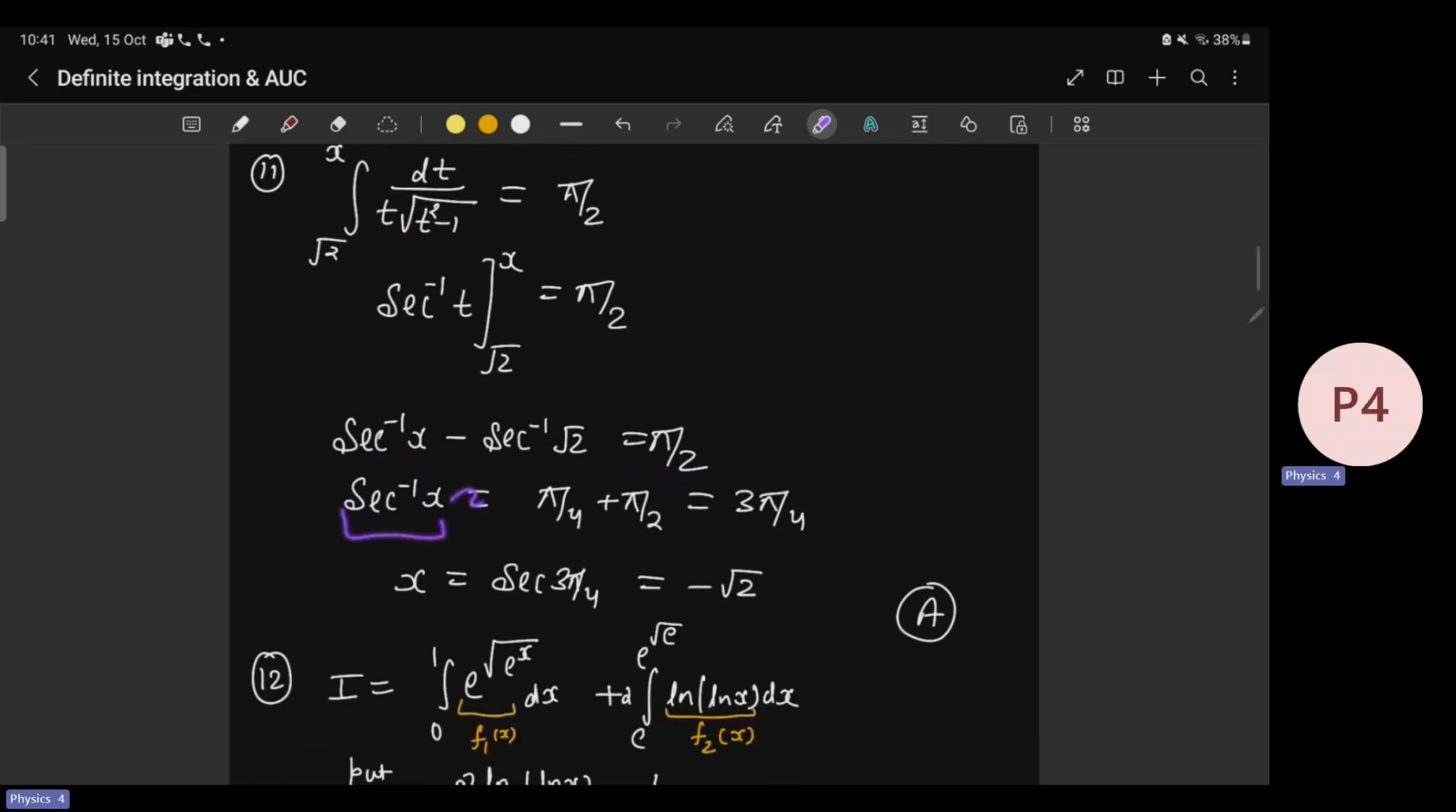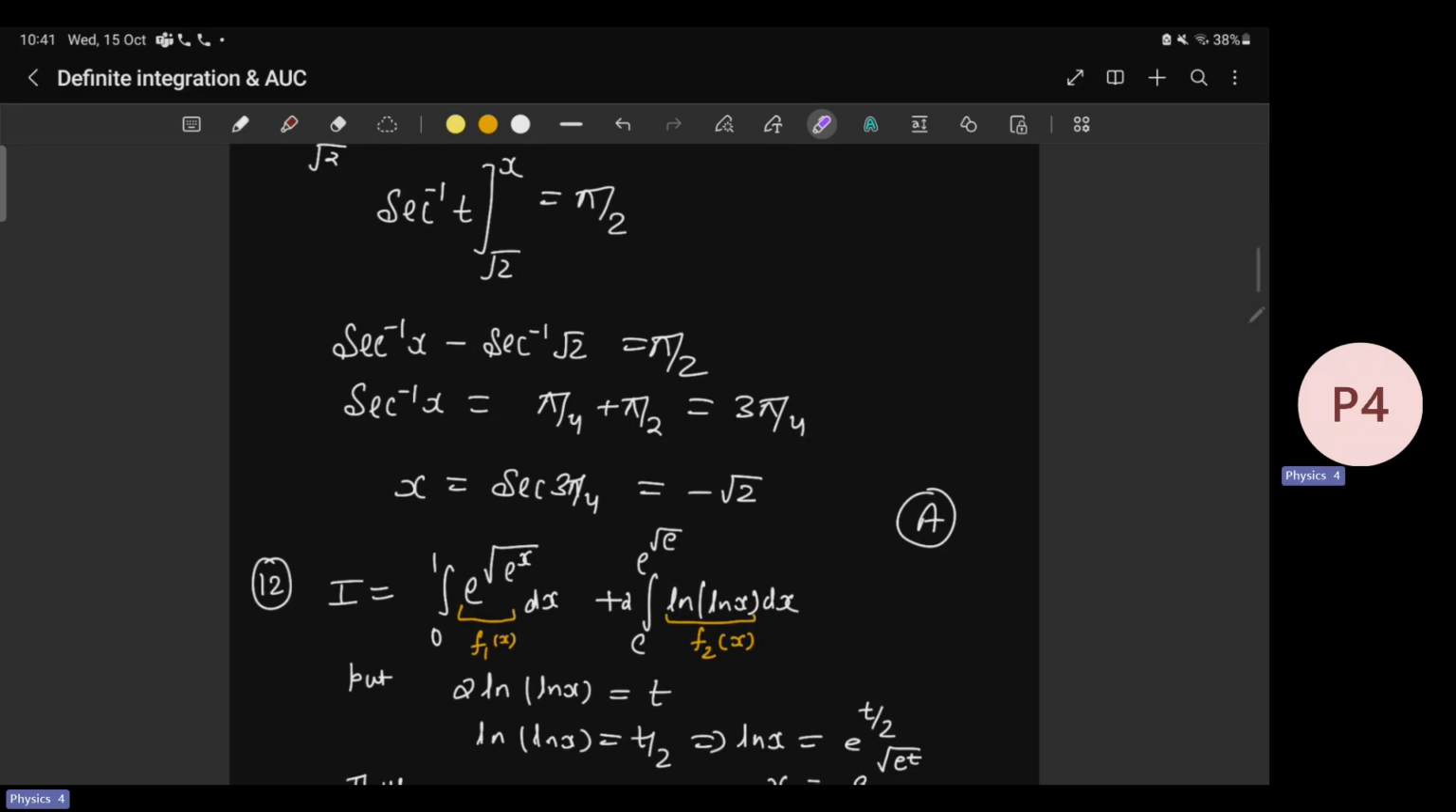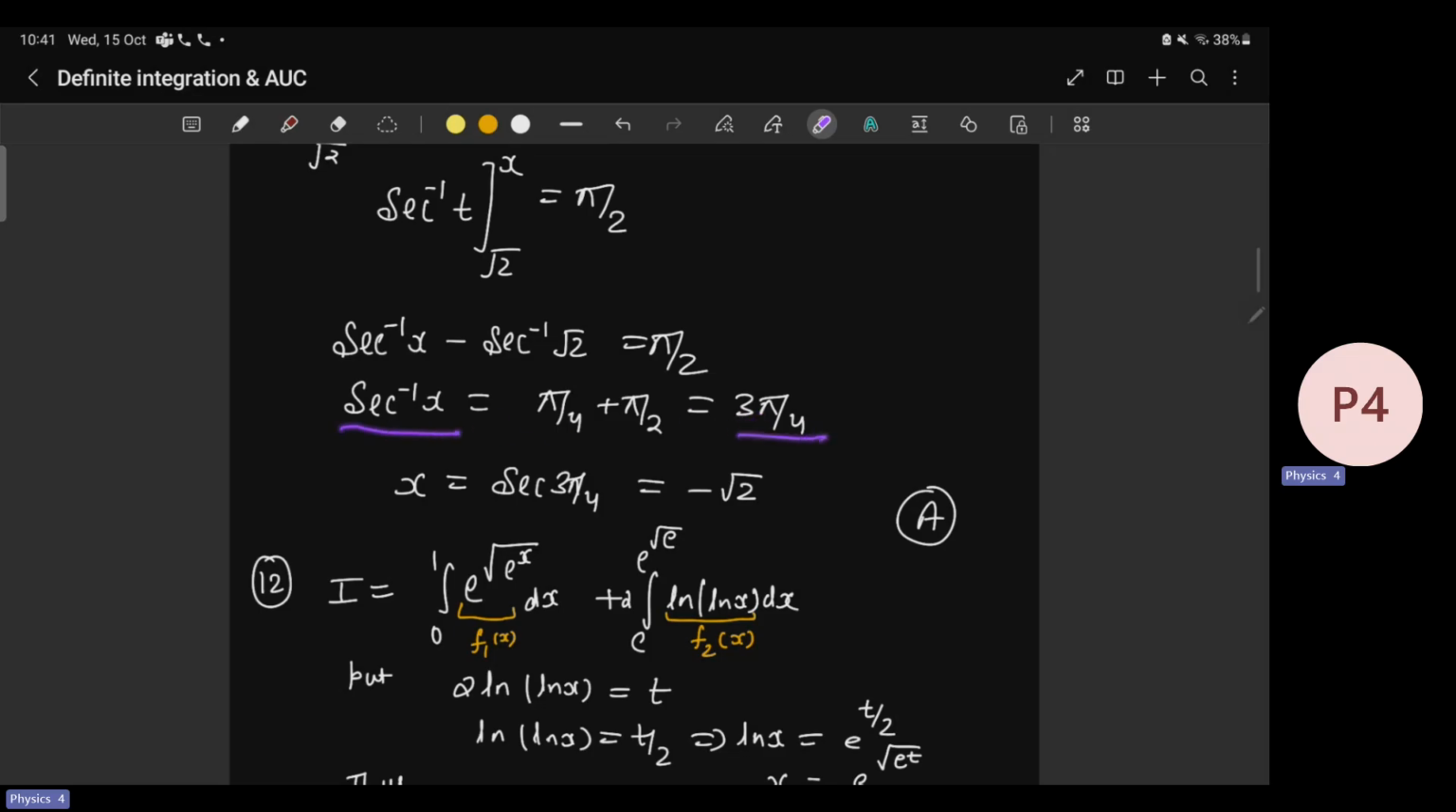Sec inverse x, this is pi by 4, is equal to pi by 4 plus pi by 2. So this is equal to 3 pi by 4. Sec inverse x equals 3 pi by 4, x equals sec 3 pi by 4, which is equal to minus root 2. This is a simple problem.